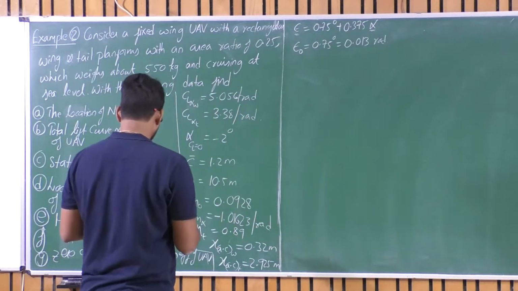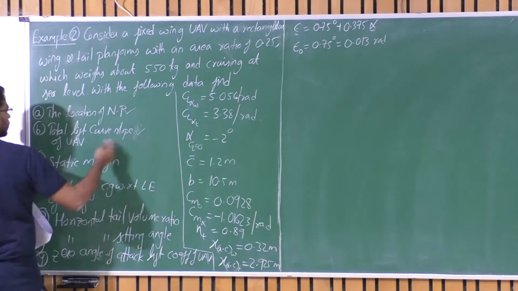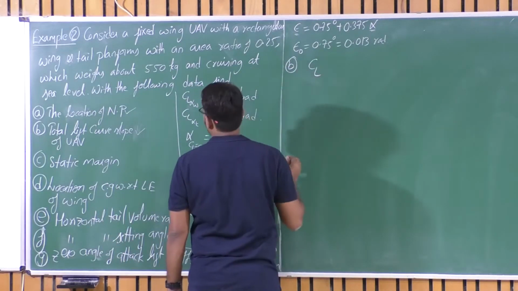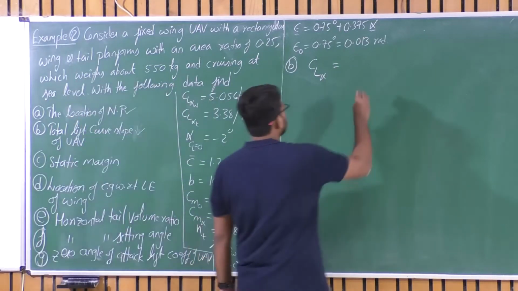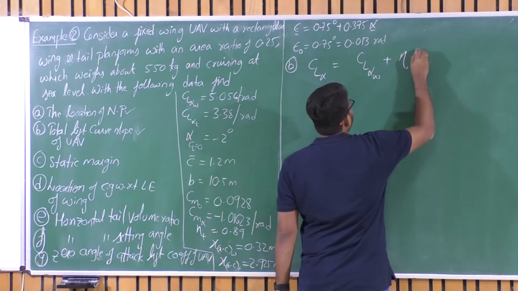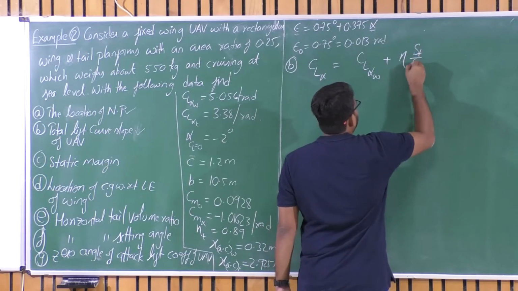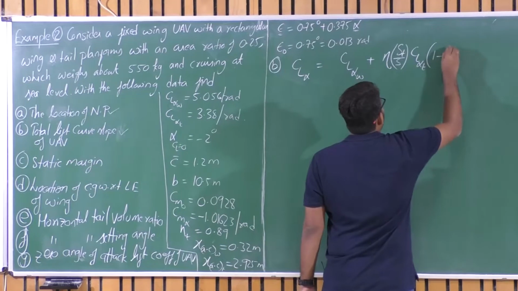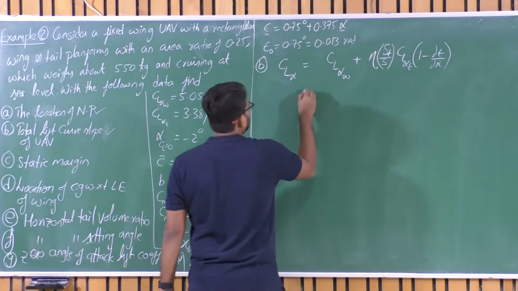First of all, location of neutral point. So before finding out the location of neutral point, I would like to address this second question. So question B, I am trying to address it first. Total lift curve slope, right? Total lift curve slope CL alpha of the aircraft is, as we know, from the wing contribution, and the tail contribution with a correction factor, eta t times St upon S times CL alpha of tail times 1 minus dou epsilon upon dou alpha. Straightforward, right? Just substitute the values here.